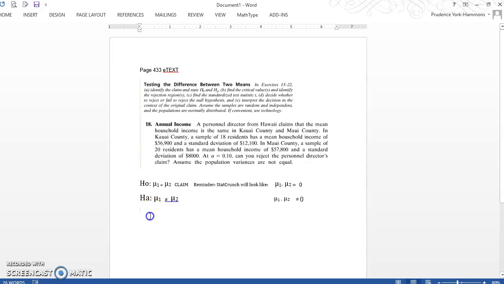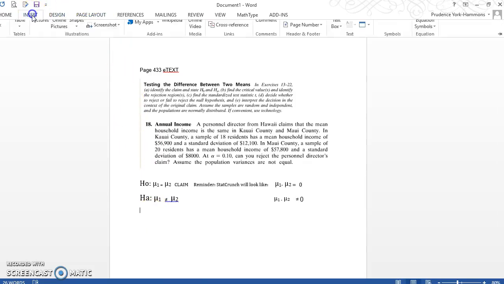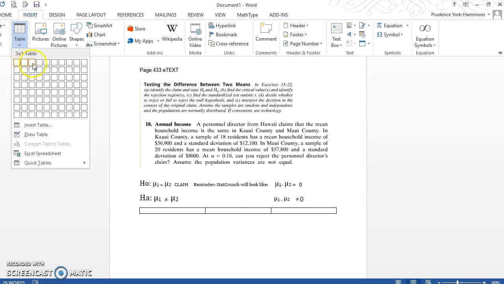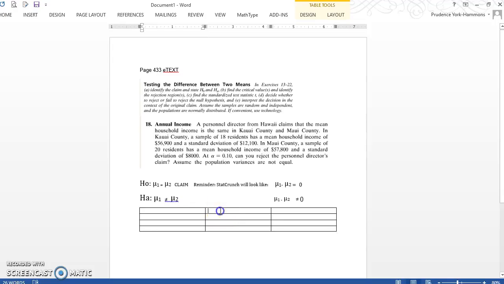So we have some data that they provided for us. So I'm going to insert a little table. And in that table, we're going to talk about sample 1, that's Kauai County, and sample 2 is Maui County. The first thing that it's going to ask you for in your data is going to be the sample mean. So let's find the sample mean.